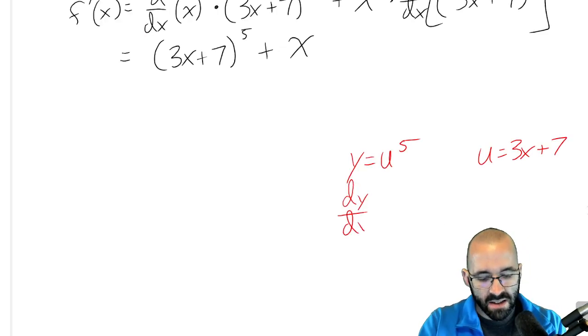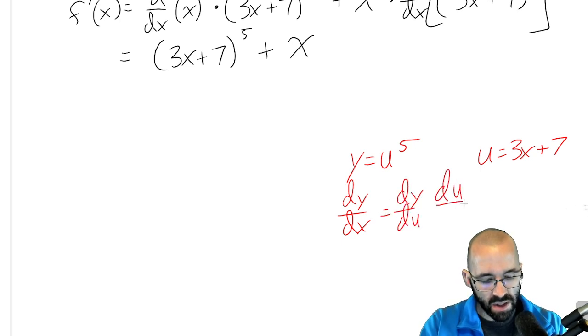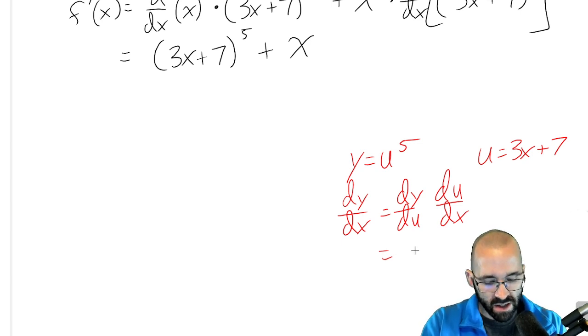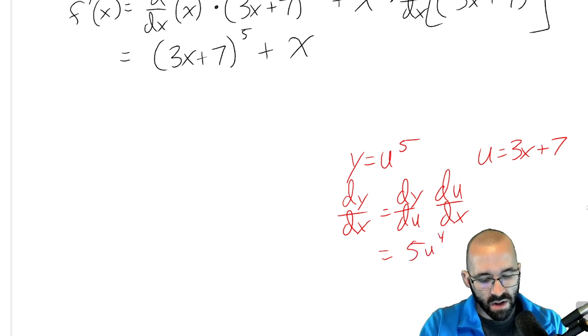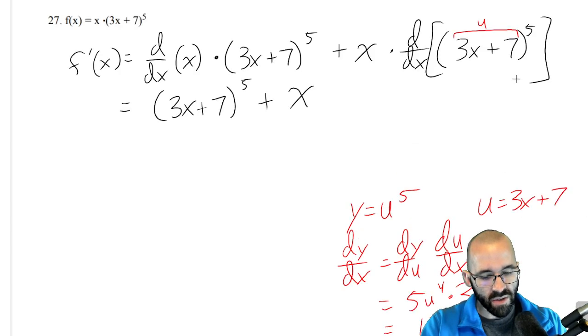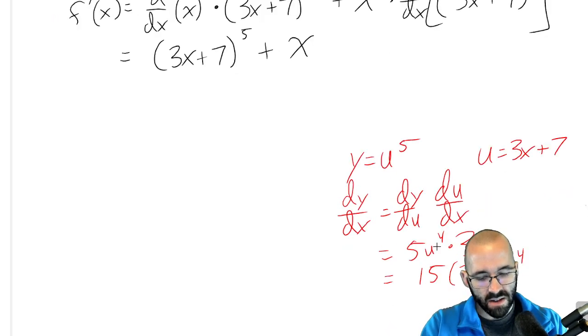So dy/dx is dy/du times du/dx. The derivative of y with respect to u is 5u to the 4th. Derivative of u with respect to x, this is a line. Its slope is 3. We get 15 times u, which is 3x plus 7, to the 4th. So that's what this derivative is over here. 15 times all that.